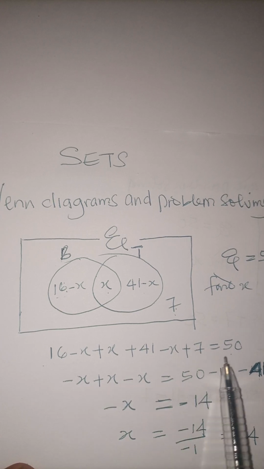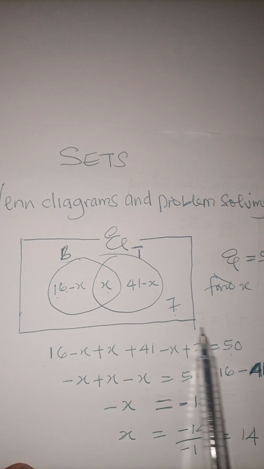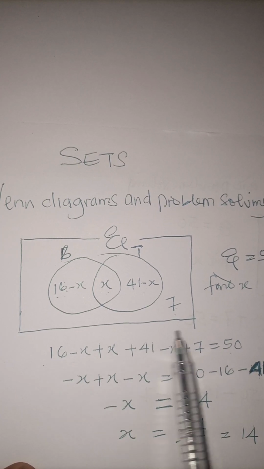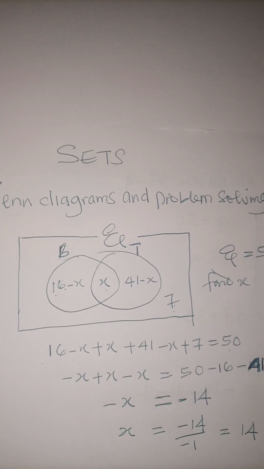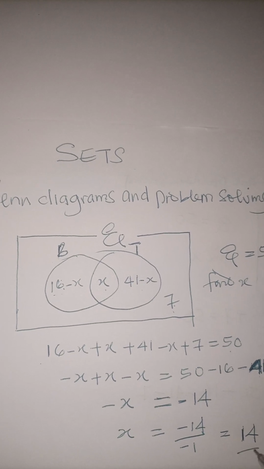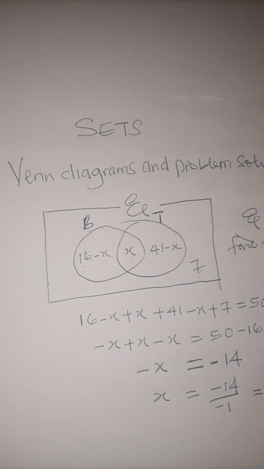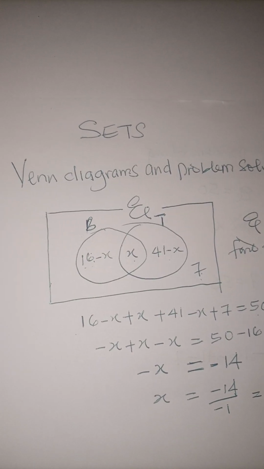So I added like this, and I took all the terms that have to do with X to the left-hand side, and the ones that have nothing to do with X to the right-hand side, by collection of like terms. So I arrive at minus X is equal to minus 14. X is equal to minus 14 over minus 1, and that gives me 14 as the answer to that question. So I'm going to take another example. Example 2. We have a set like this.